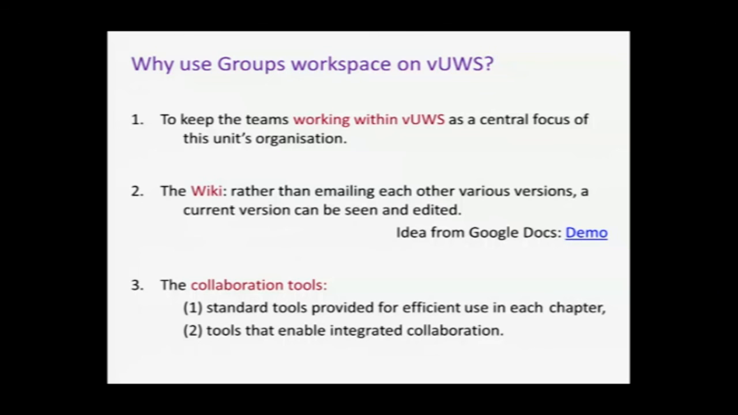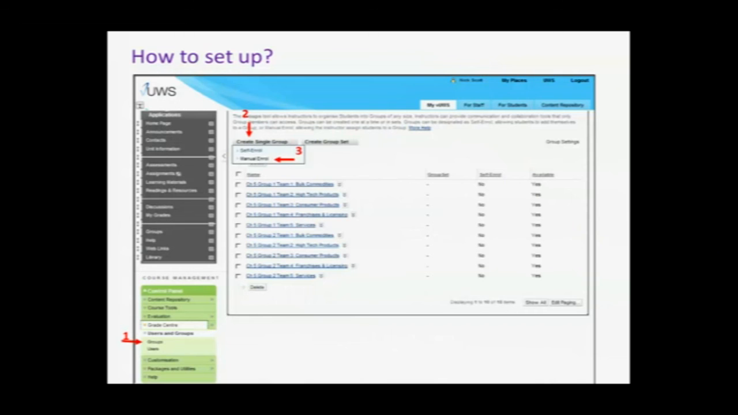Firstly, it's a standard set of tools, so every time they come to their new chapter, their new assignment, with a new group, they don't have to work out their own individual protocols with their new colleagues as to what collaborative tools they're going to use. They just use the standard set that's on vUWS. And they are tools, the file sharing, the wiki, and so forth, that allow for integrated collaboration.